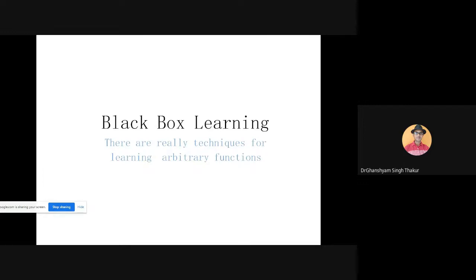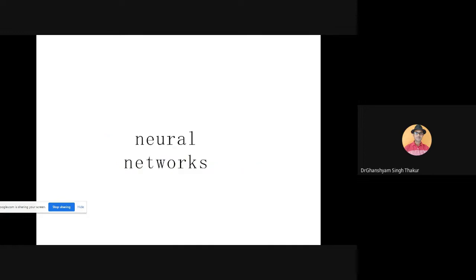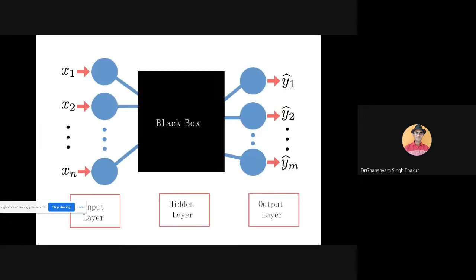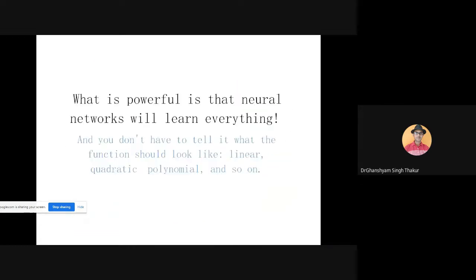And black box learning, there is a technique for learning arbitrary functions that is called the neural network. And the neural network we have already discussed earlier. So any neural network includes the different inputs, hidden layers, and output layers. So the black box plays an important role. You have to formulate the black box so it will correctly process the inputs and correctly predict the output. What is powerful is that the neural network will learn everything, and you don't have to tell it what the function should look like, linear, quadratic, polynomial, and so on.